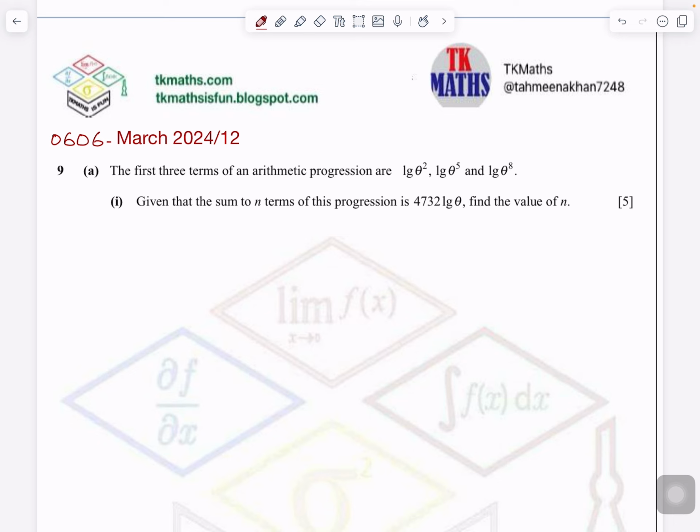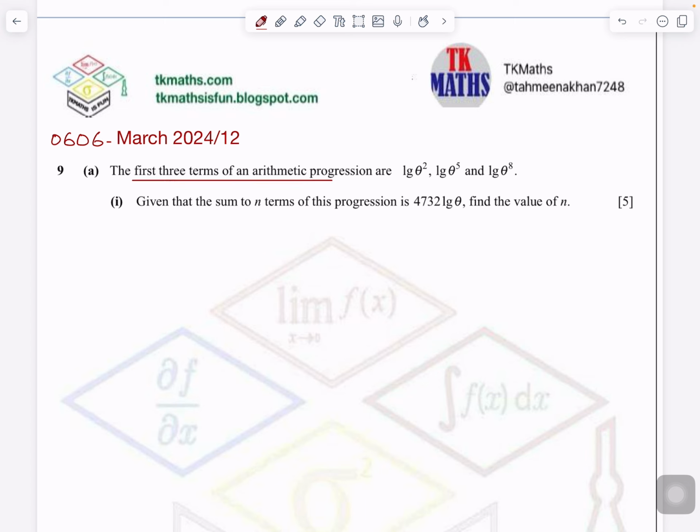In today's video, we will solve a question on arithmetic progression. It is taken from the paper 0606, March 2024, variant 1-2. So the question is in front of you, and it is talking about the first three terms of an arithmetic progression.